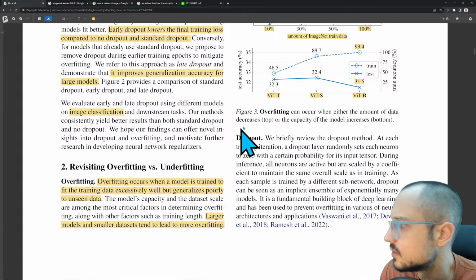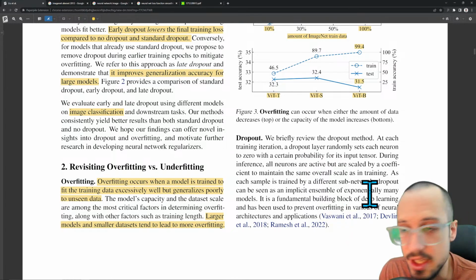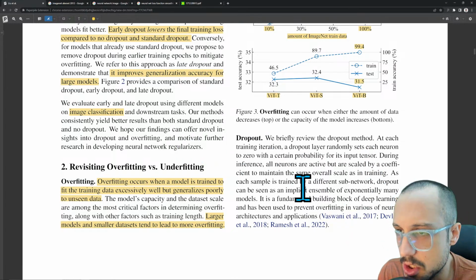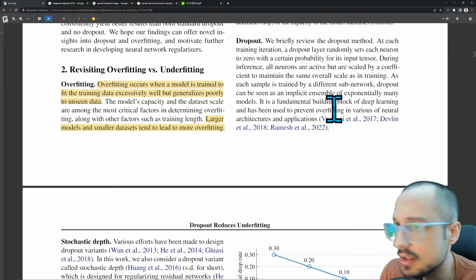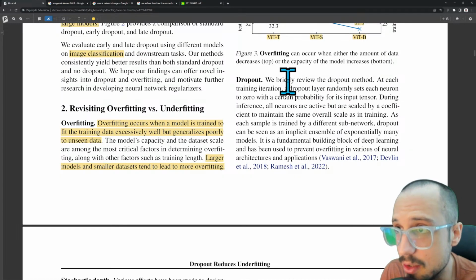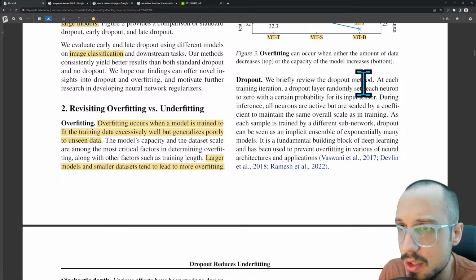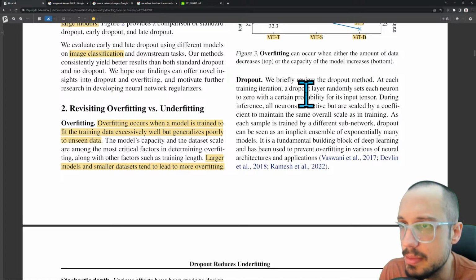All right, dropout. We briefly review the dropout method. At each training iteration, a dropout layer randomly sets each neuron to 0.